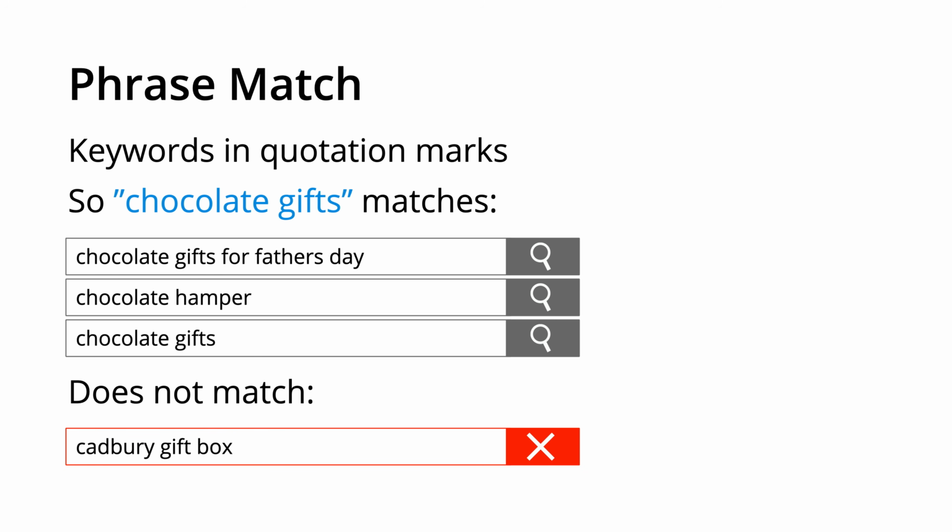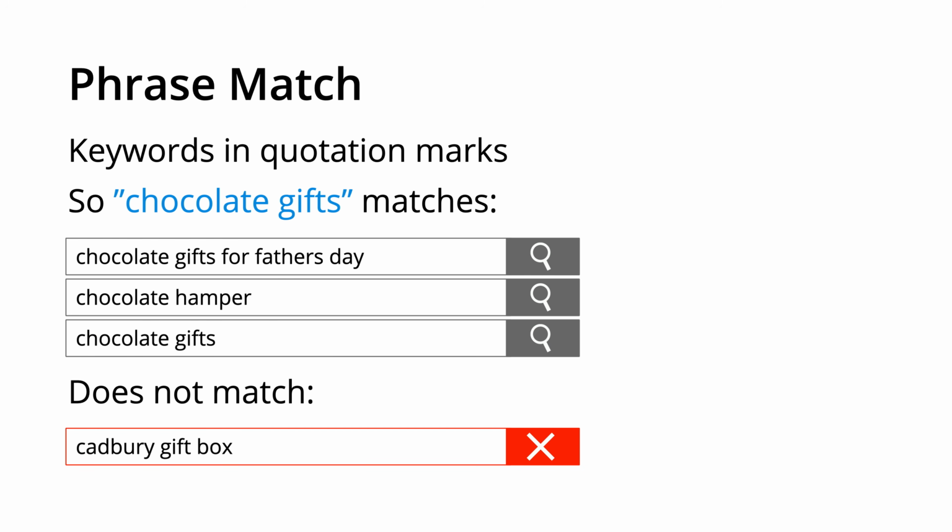The next match type is phrase match. This is where we put the keywords we're bidding on inside quote marks. This tells Google Ads that we want those words to be included in what someone is searching for, or that someone should be searching for something with the same meaning. For example, chocolate gifts in quotes could match chocolate gifts for Father's Day, chocolate hamper, and chocolate gifts. This match type will match keywords with the same meaning, and phrase match is more targeted than broad match.